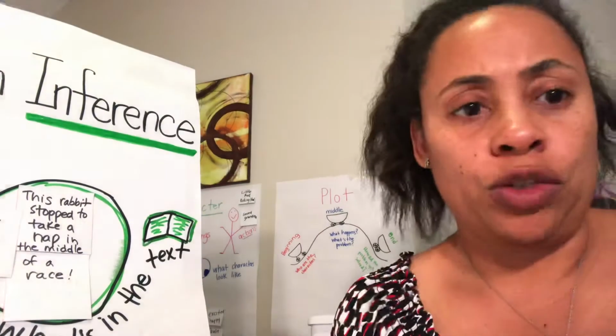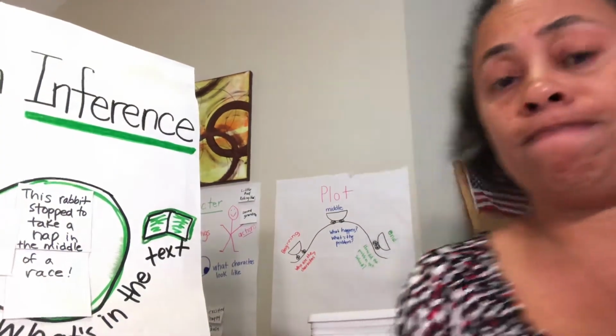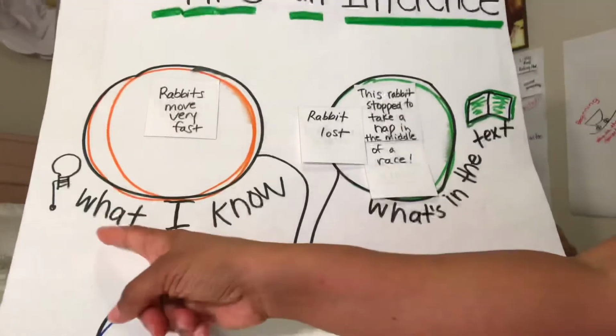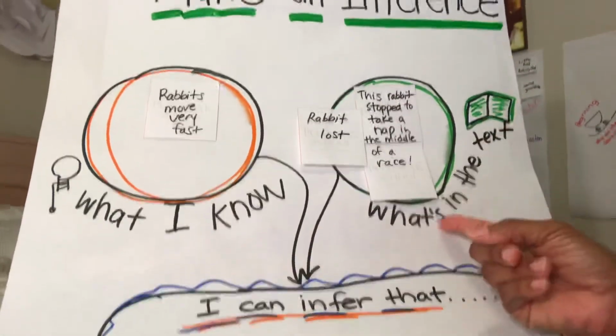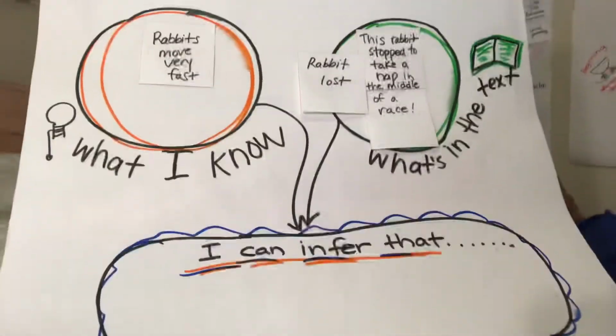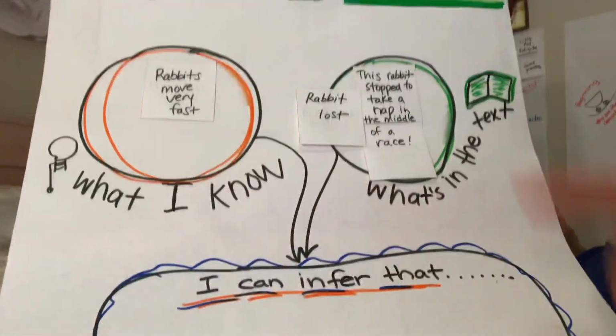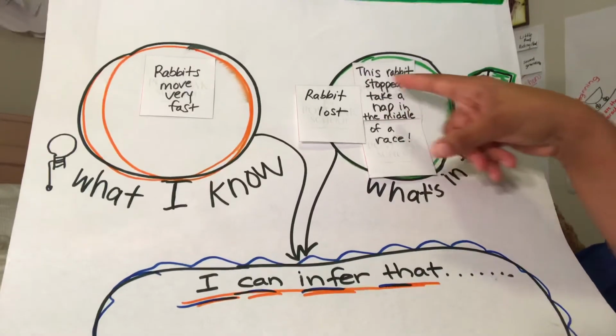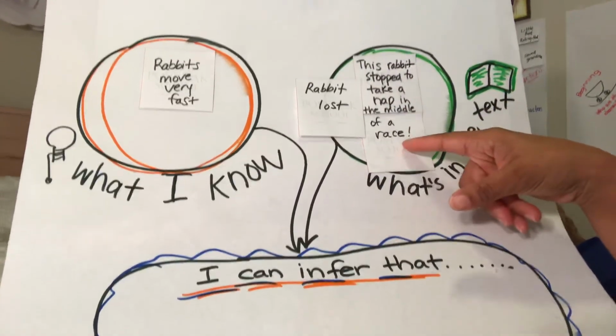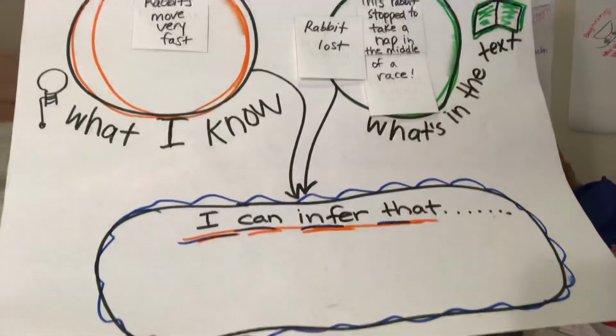How can I make an inference? What do I make an inference about? Let's go back. When I make an inference, I'm going to take what I know with what's in the book and come up with a conclusion about it. I know that rabbits move fast. In this book, the rabbit stopped to take a nap in the middle of a race and he lost. What can I infer about that rabbit?